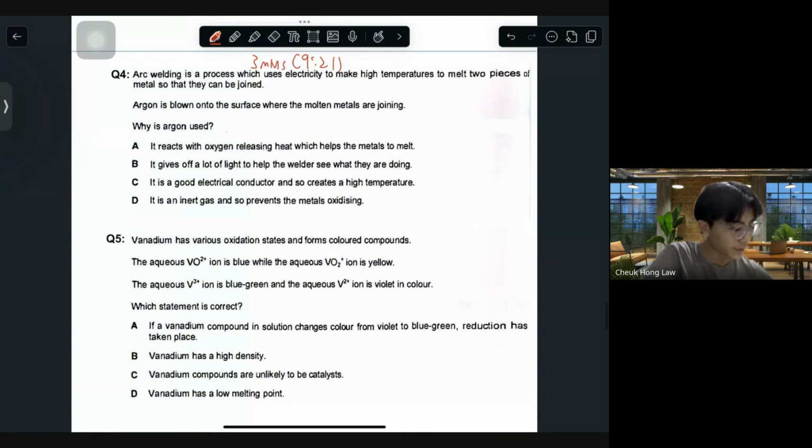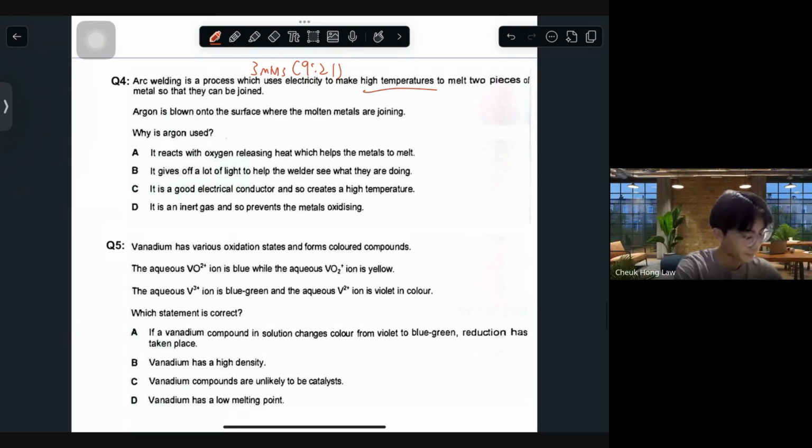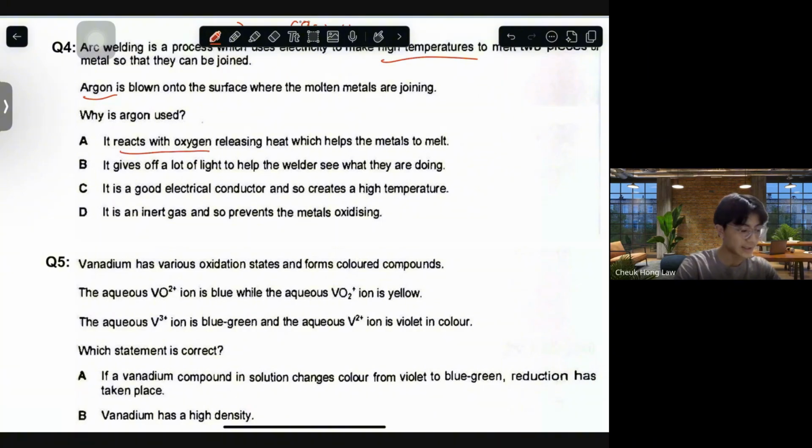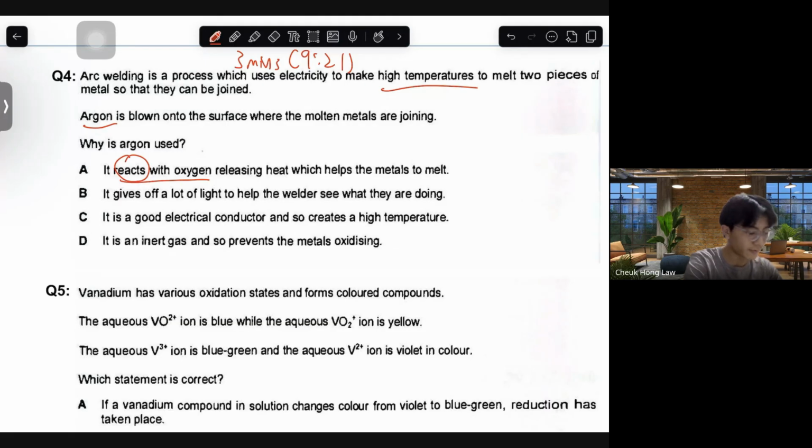Arc welding is a process which uses electricity to make high temperatures, okay, to melt 2 pieces of metal so that they can be joined. Argon is blown onto the surface where the molten metals are joining. Why is argon used? Option A, it reacts with oxygen, releasing heat which helps the melted metals to melt. So the thing that it reacts is already wrong because argon is a noble gas, and noble gases are unreactive. So it cannot react with oxygen.